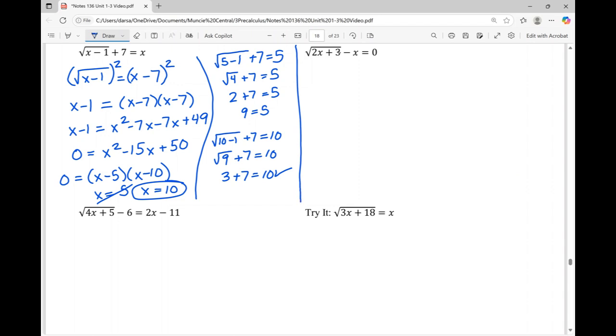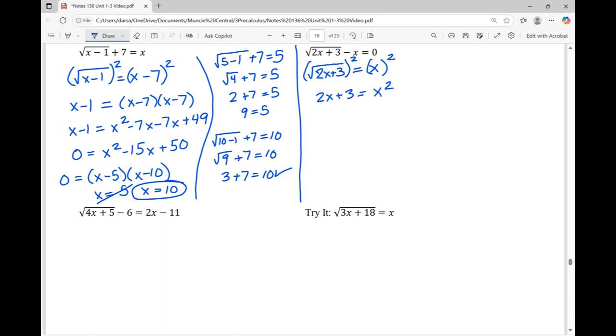Let's look at another example just like this. So we have square root of 2x plus 3 minus x is equal to 0. Again, we start with isolating. So we're going to add the x to both sides. We're going to put parentheses around the entire left and the entire right and undo that square root with a squared. On the left, we get 2x plus 3. On the right, we get x squared.